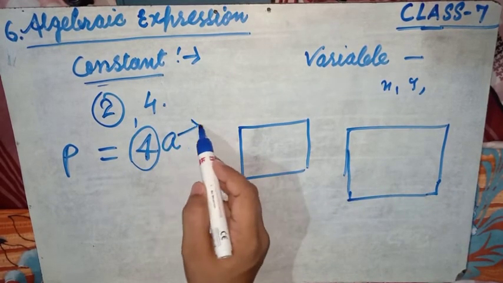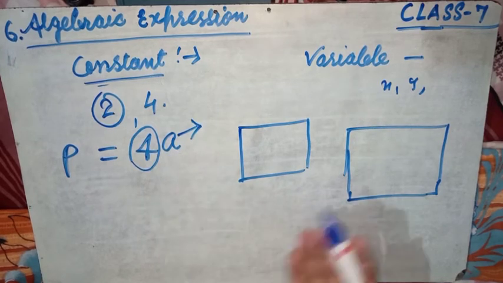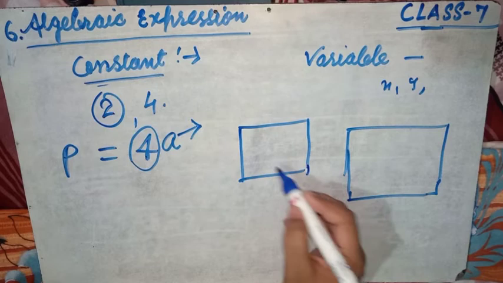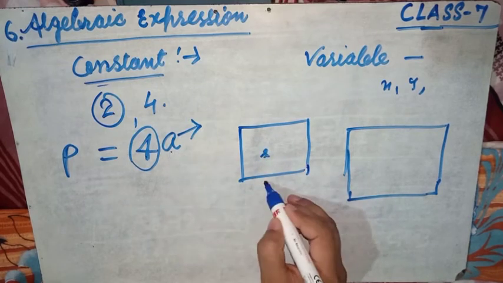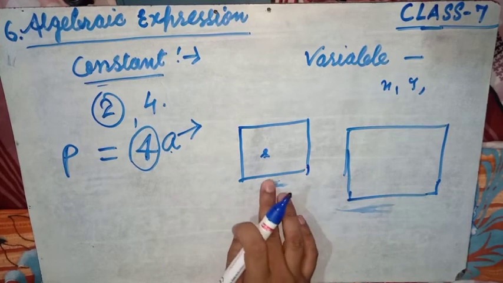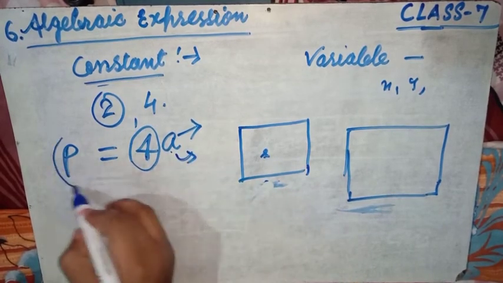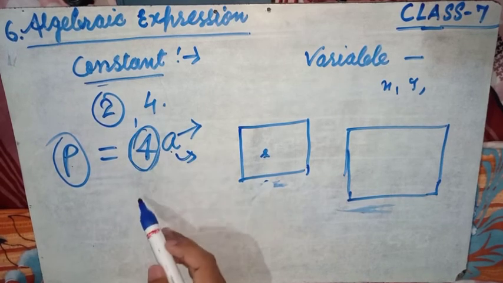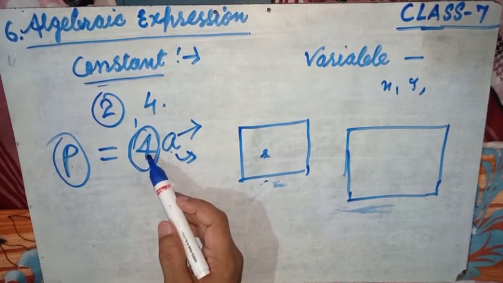But this a changes situation to situation. Suppose talking about this square, here it is suppose 2 centimeter, but here it may be different. That means a varies. So this p also varies, p for perimeter, and this is the constant, fixed, because the 4 cannot be changed. I hope you will understand.